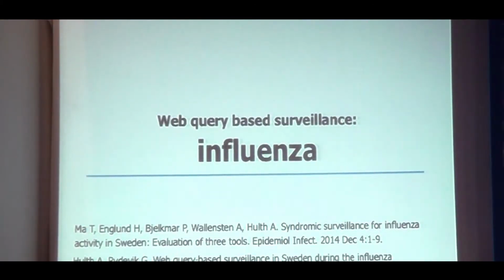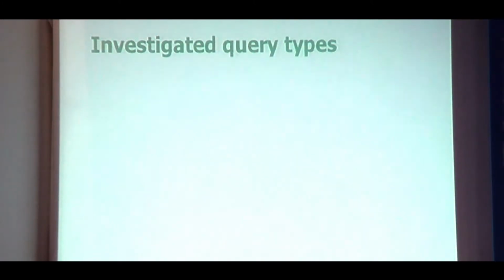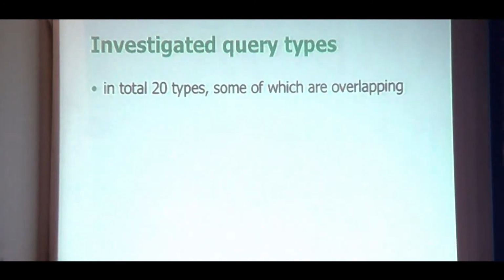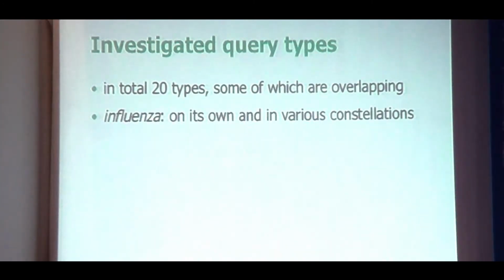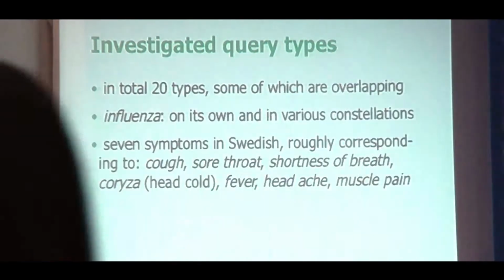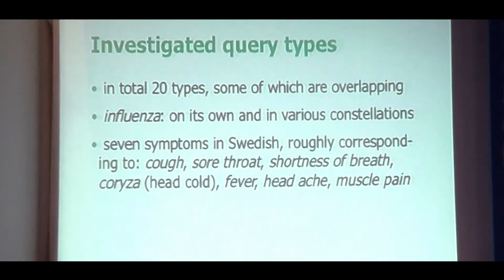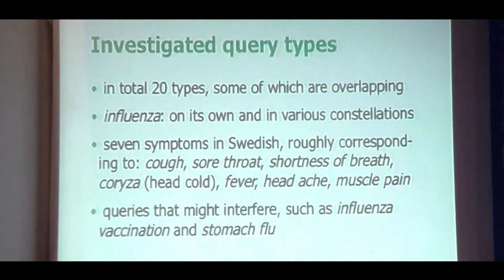So one of the things that we've looked at is influenza. Here we have included 20 query types, some of which are overlapping. So we have the term influenza, both on its own and in various constellations such as compounds. We have also included 7 symptoms to reflect influenza-like illness. And we also have queries in the model that might interfere with the output, such as influenza vaccination and stomach flu.